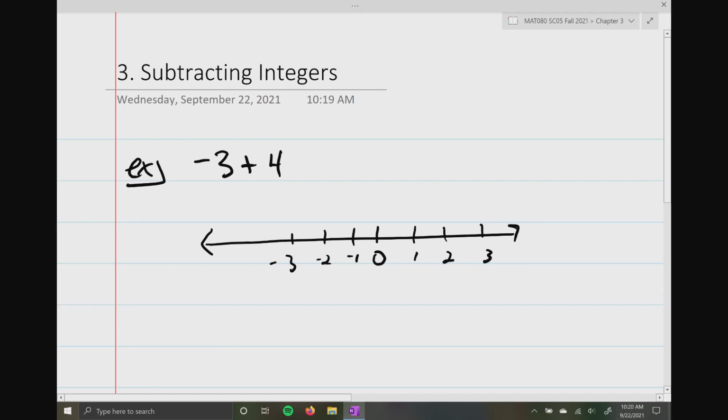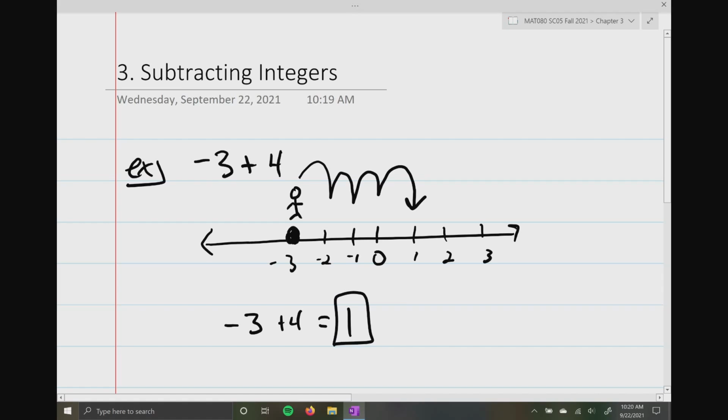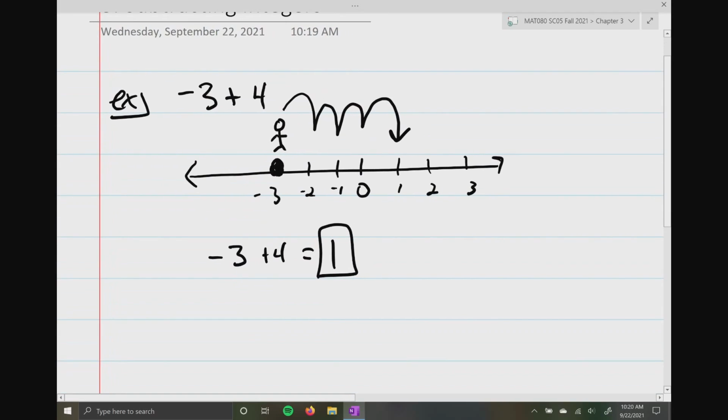So if I read this from left to right, it says negative 3 plus 4, which means I'm starting at negative 3. And that plus sign in front of the 4 tells me to move to the right 4 spots. 1, 2, 3, 4. So negative 3 plus 4 is equal to positive 1. Okay? So for now, let's just take that for what it's worth. Let's do another one here.